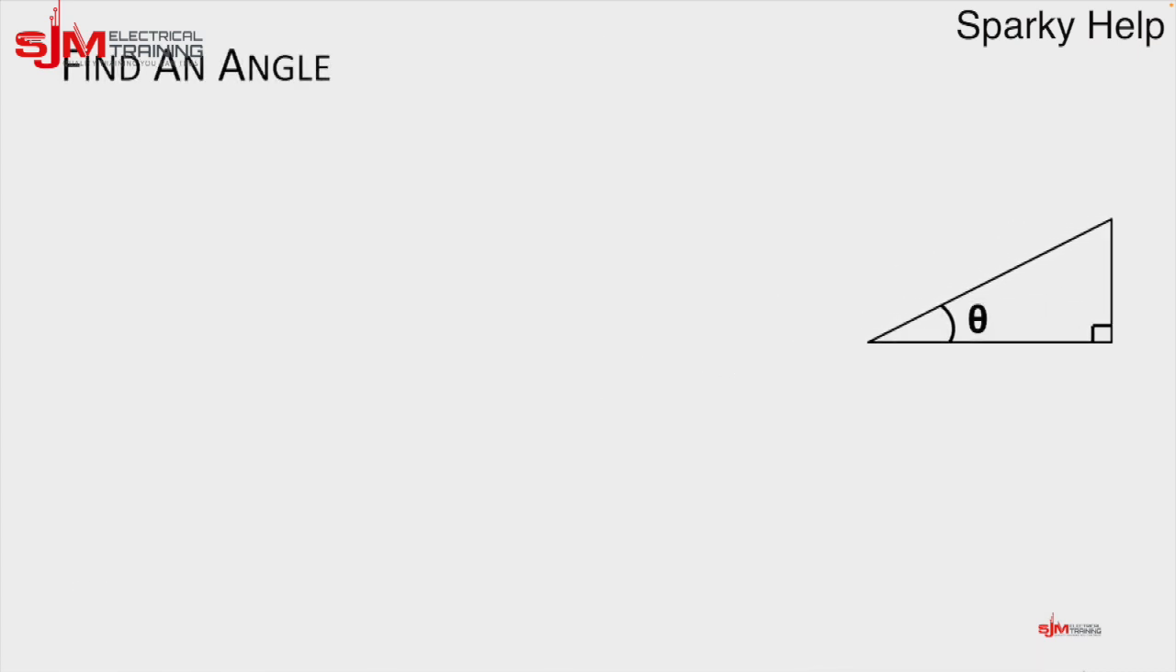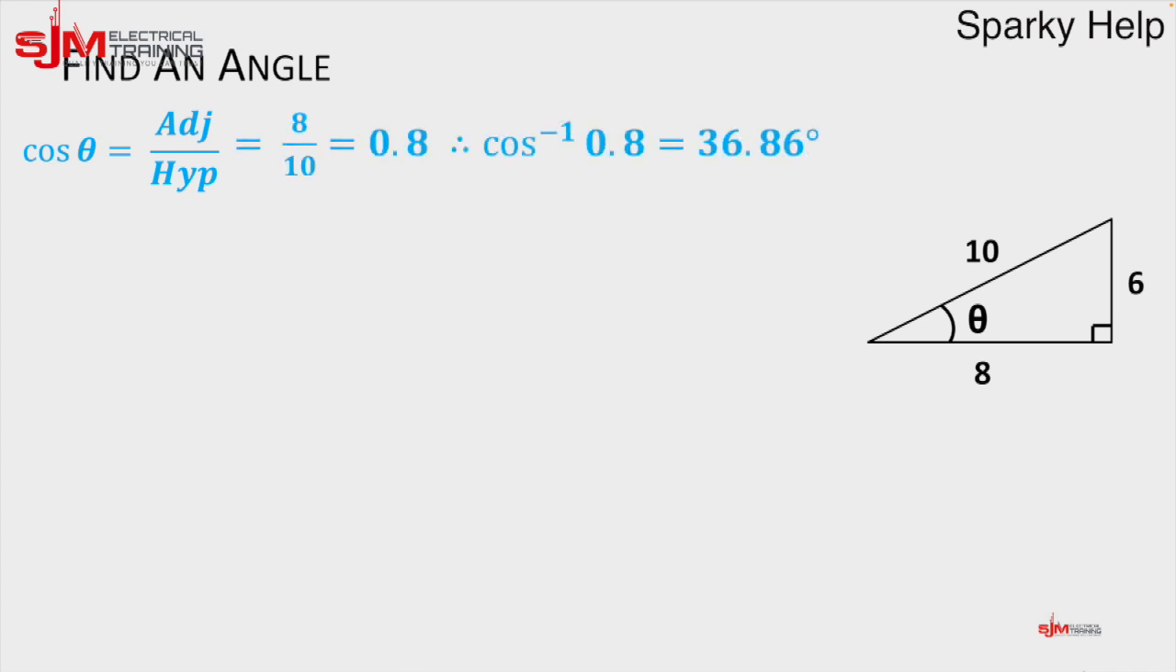What about finding an angle? In order to know that, we need to know some sides. So we've got all the sides here. So it's pick a formula. Which one would you prefer to use? We'll go for cosine first of all, and that becomes adjacent over hypotenuse. So that becomes 8 divided by 10. And that gives you a cosine of the angle of 0.8, but we want to know the angle. So we have to do a cos to the minus 1 of 0.8.